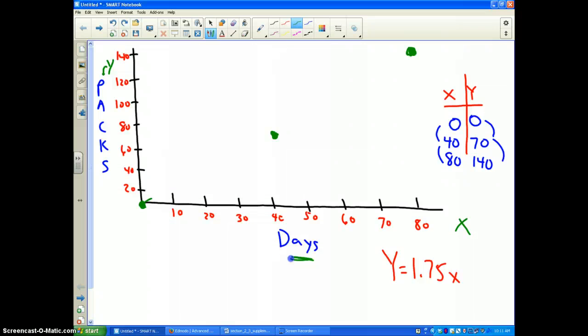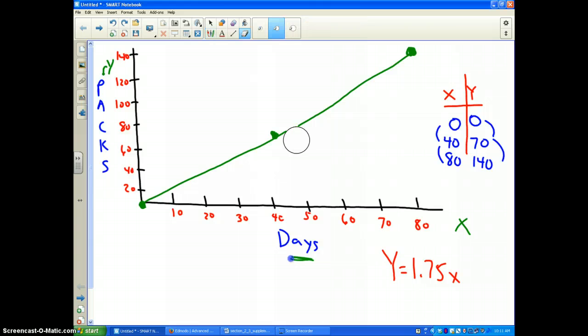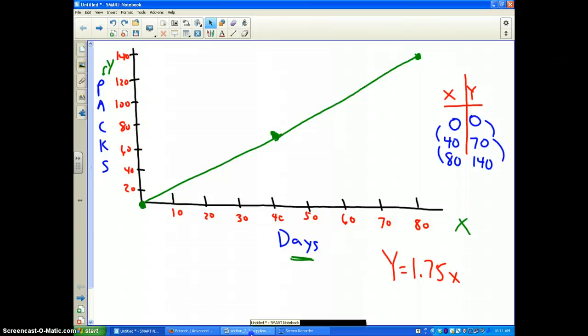Now, assuming I did this correctly, I should be able to draw a fairly straight line that will connect those two dots. Make it a little better for us. And there is the linear graph of our situation. So let's go back to the questions that we're supposed to answer.